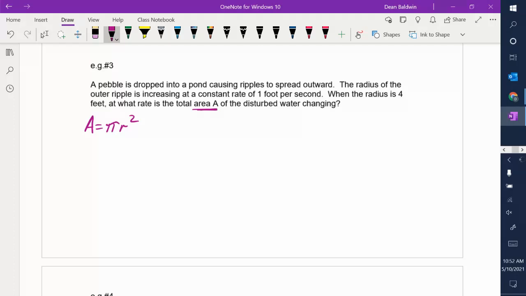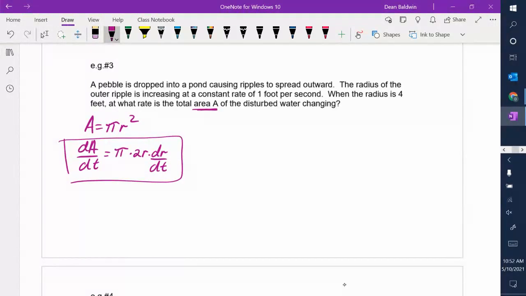It's the only thing you know how to do. Derive it. If you don't know what to do, we're in derivatives. We haven't got to integration yet. Derive it. So derive it with respect to time. So what's the derivative of A with respect to time? dA over dt, or A primed. Pi is a constant, so you can pull that out. What's the derivative of r squared with respect to time? There you go. Okay, so there's our formula.